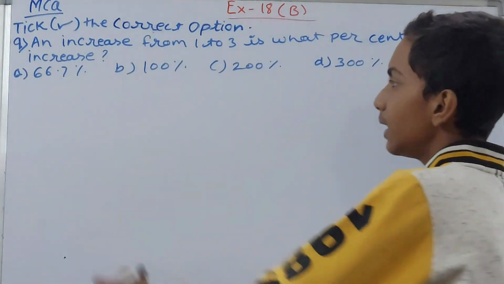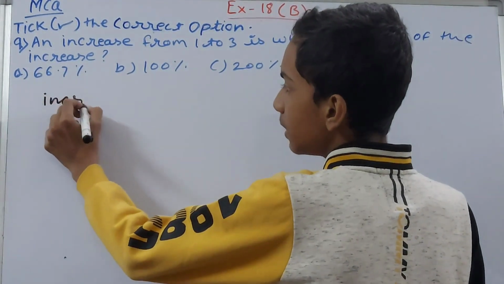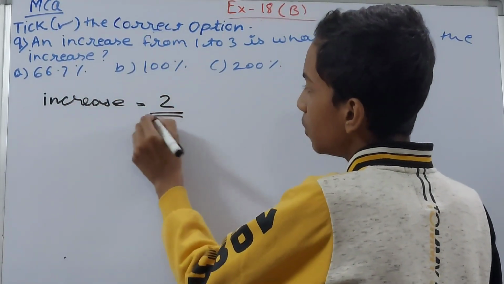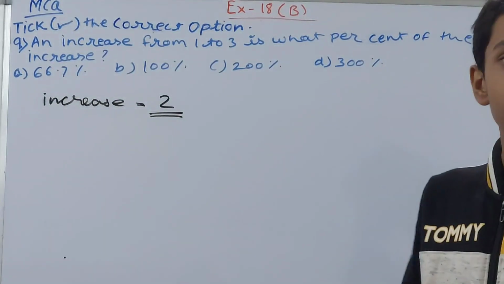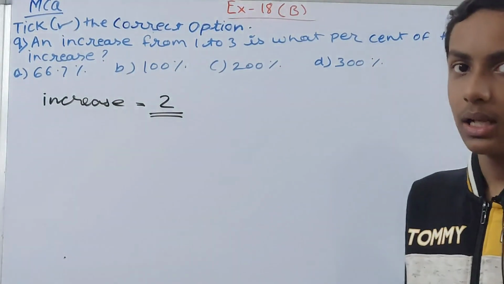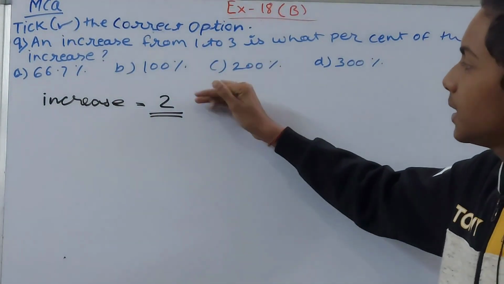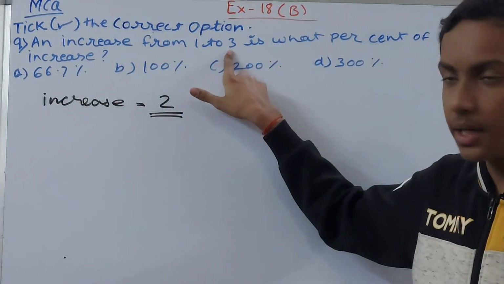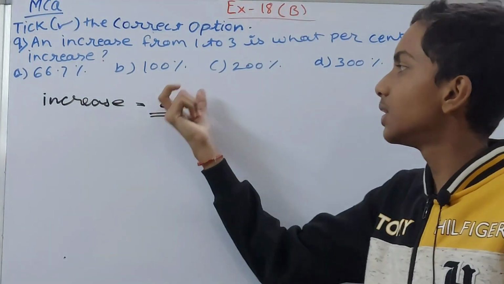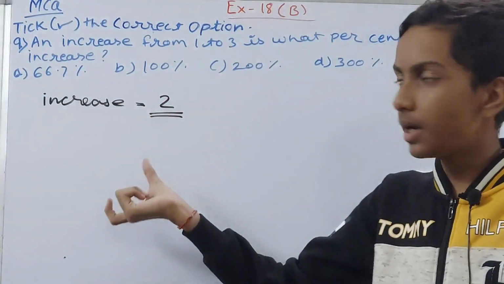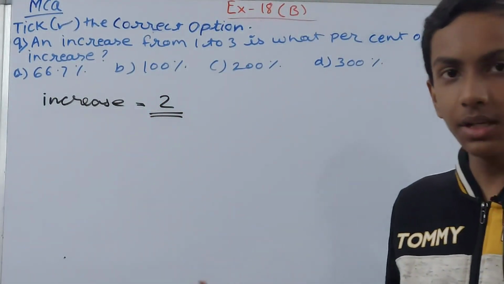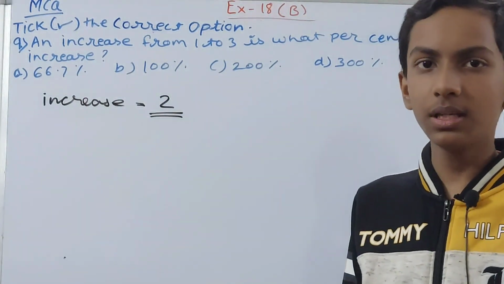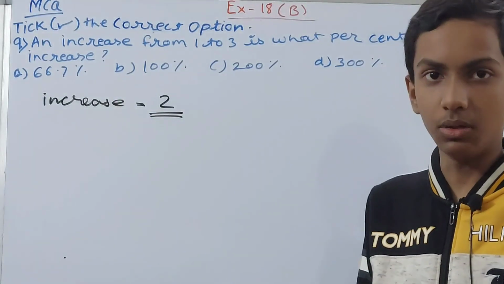See, we know that the increase here becomes 3 minus 1, so 2 has been increased. Now this is asking what percent this 2 is of the increased value. This is not asking what is this 2 increase percent. Basically we don't have to find the increase percent on the actual value. We have to find the increase percent of the increased value here, fine.